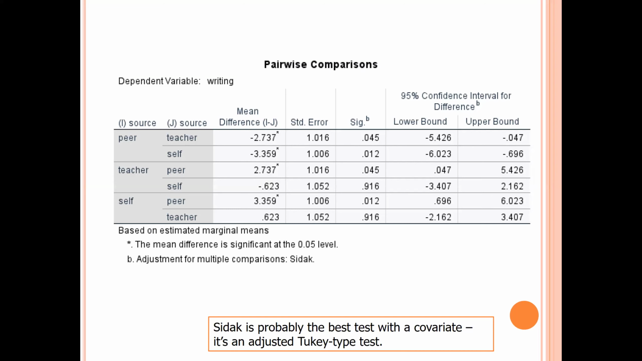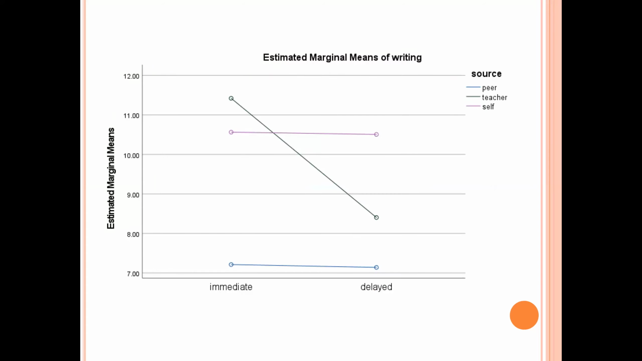So those are our results. You can basically see this in the profile plot, is that regardless of time, both teacher and self-feedback are associated with higher writing scores after having controlled for pre-writing.